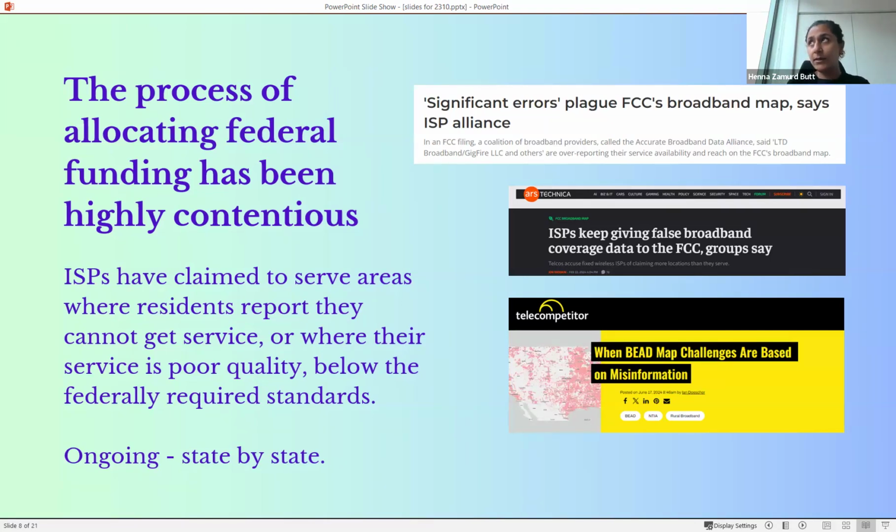And the process has not happened through all the states at the moment, but it's happened in the state where I live, which is Illinois. And it's happened in another state where I'm researching, which is Michigan, which is next to Illinois. And the responses have not been many. The challenges have not been many, and actually the acceptance of challenges has been quite limited. So it's been a contentious process, and the allocation of funding is not going to go down well, however it ends up happening.